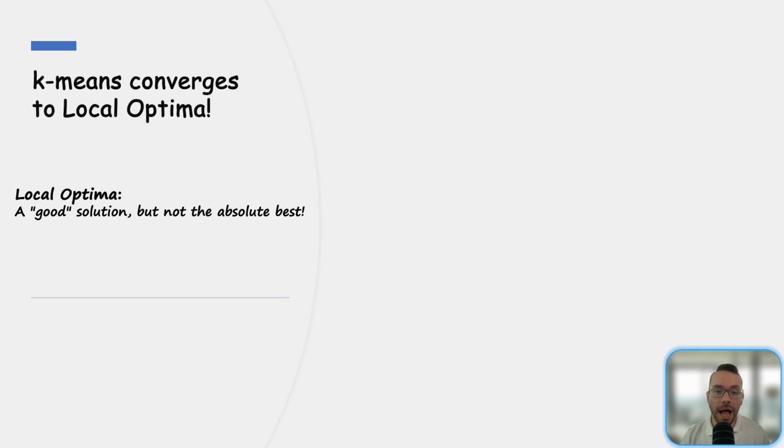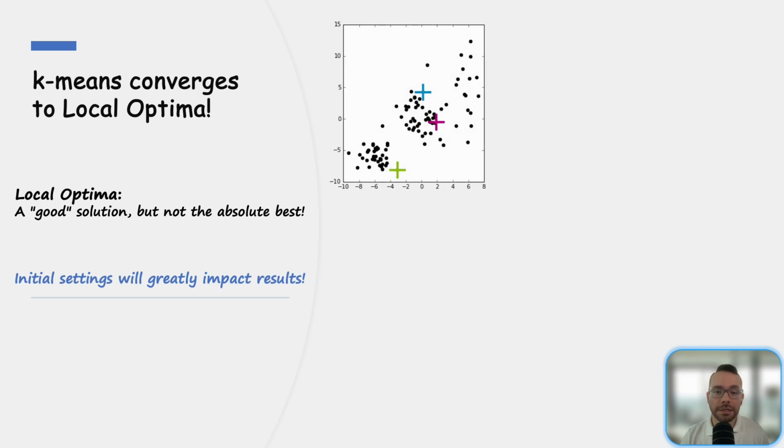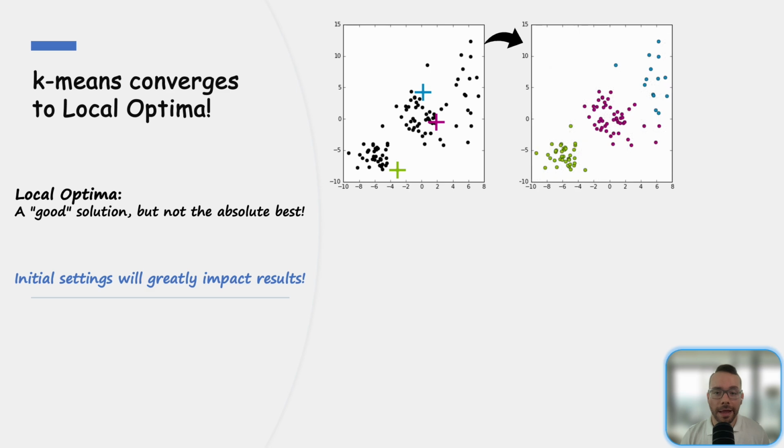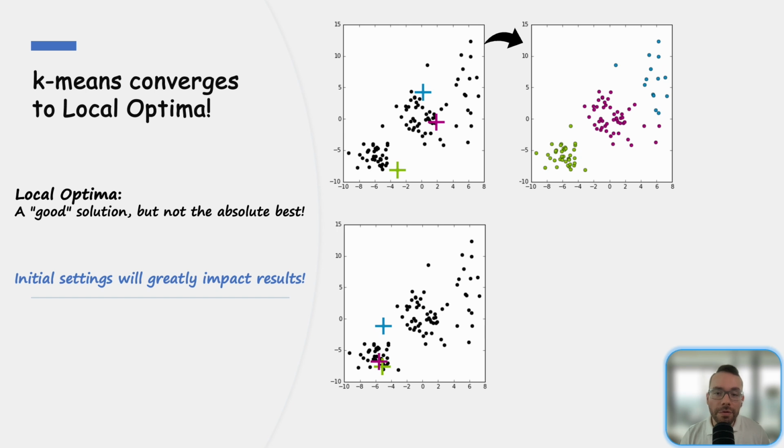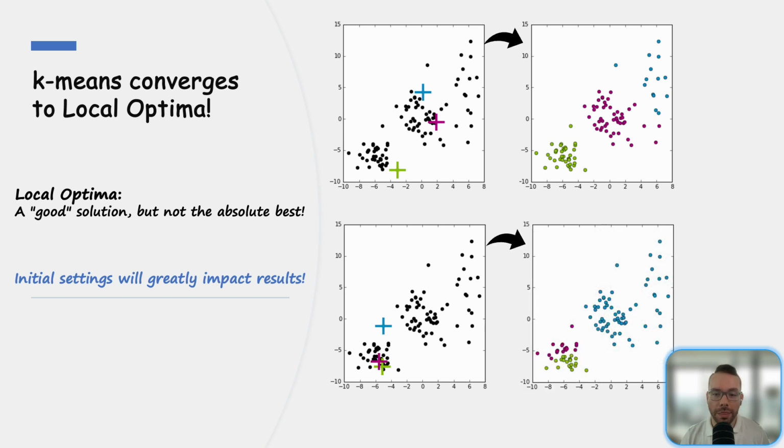Okay, so let's see how this might actually impact the result. I'll be showing you 2 different initializations on this data set. This is the first one, and this will result in this final clustering result. If, however, we had a different initialization, we could have ended up with this final outcome.